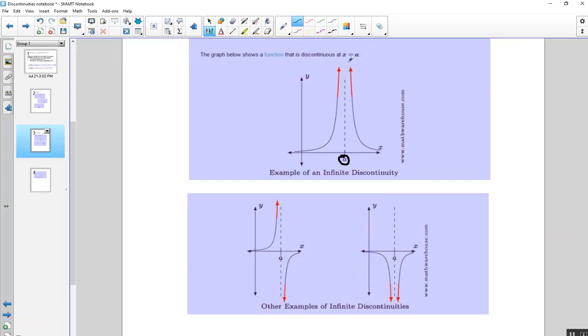And it does that from both directions. You can see sometimes the function approaches infinity on both sides of the wall. Sometimes it approaches infinity on one side, negative infinity on the other, and sometimes both sides approach negative infinity. So in this case, for example, we could say as x approaches a, y approaches infinity. So that means as x gets closer and closer to a, the height of the graph gets closer and closer to infinity.